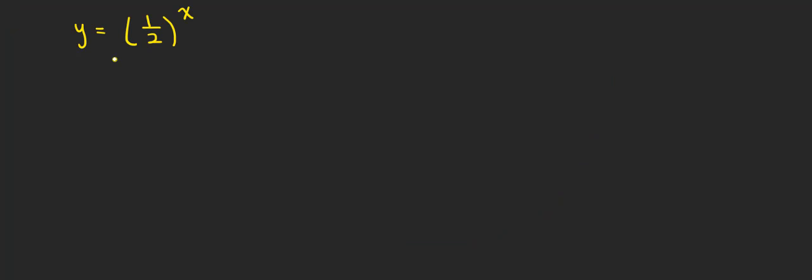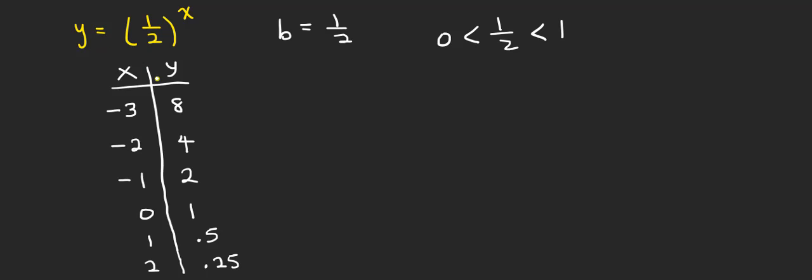Now, what about y equals quantity 1 over 2 to the x? What is the base? The base is 1 over 2. And 1 over 2 is greater than 0 and less than 1. So therefore, this is an example of exponential decay. And how can we graph this? Again, you can make a table and plug in x values such as negative 3 to 2, and then find the y values and plot the 6 points.